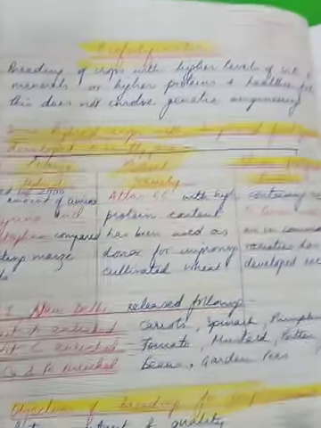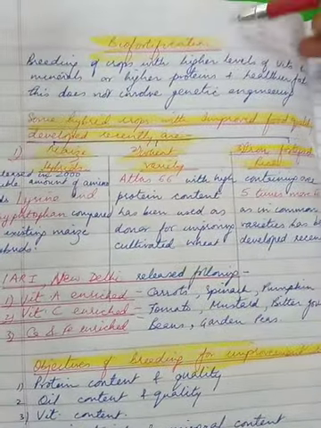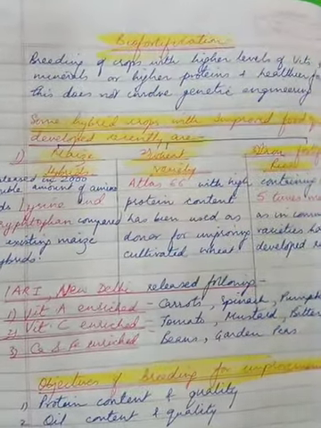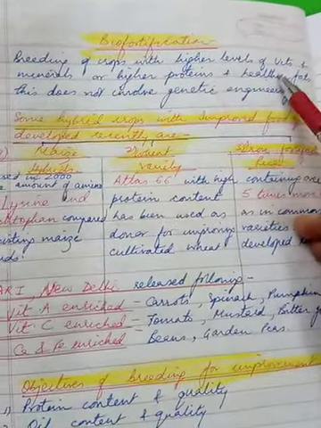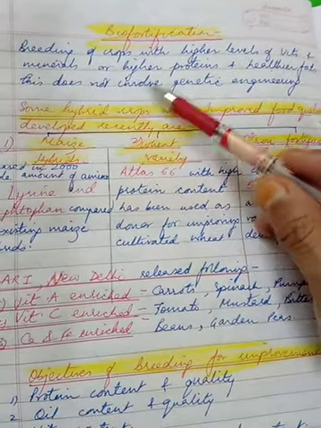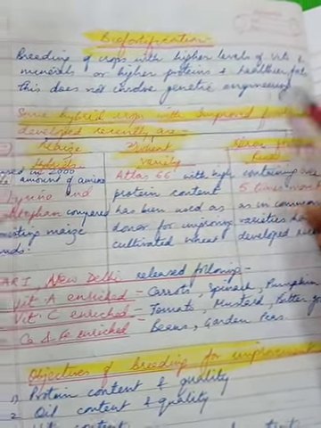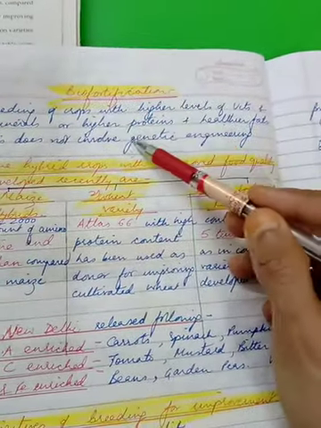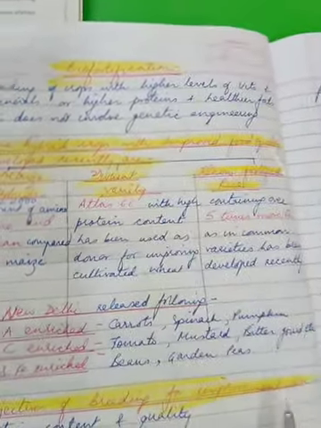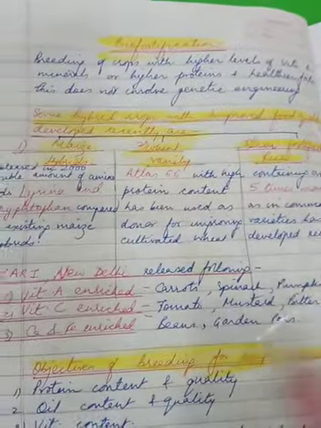All right. So to talk on the same note, we have another topic called biofortification. What does this mean? This means breeding of crops with higher levels of vitamins and minerals or proteins or healthier fats, and this biofortification does not involve genetic engineering. Let us talk of some examples first.